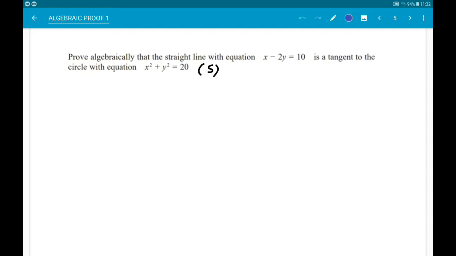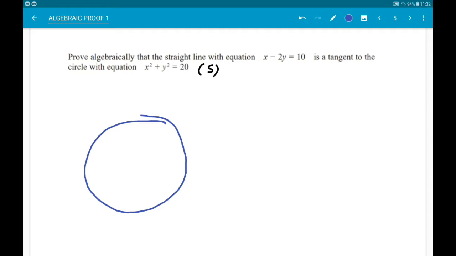Okay, next up, quite a tricky one. So this is really quadratic simultaneous equations. So we want to prove algebraically that the straight line with equation x minus 2y equals 10 is a tangent to the circle with equation x squared and y squared is equal to 20. So, just in case you don't know what a tangent is, let's do one of my best drawings.